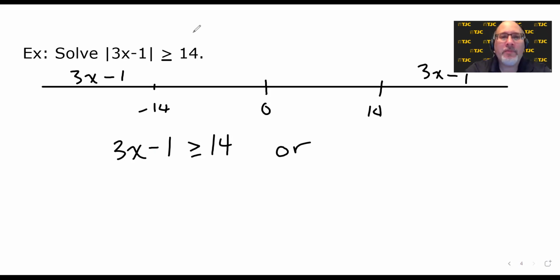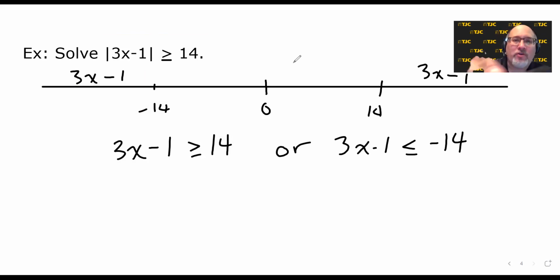But as I was saying, I'm writing this one first, even though it shows up on the right side over here, because really, if you think about it, that first inequality is just this one without the absolute value. In other words, you just drop the absolute value and solve that. But the other one is what you would get if 3x minus 1 were on the left of negative 14. So it's almost like to get the other one, you just reverse the inequality and then change it to a negative.